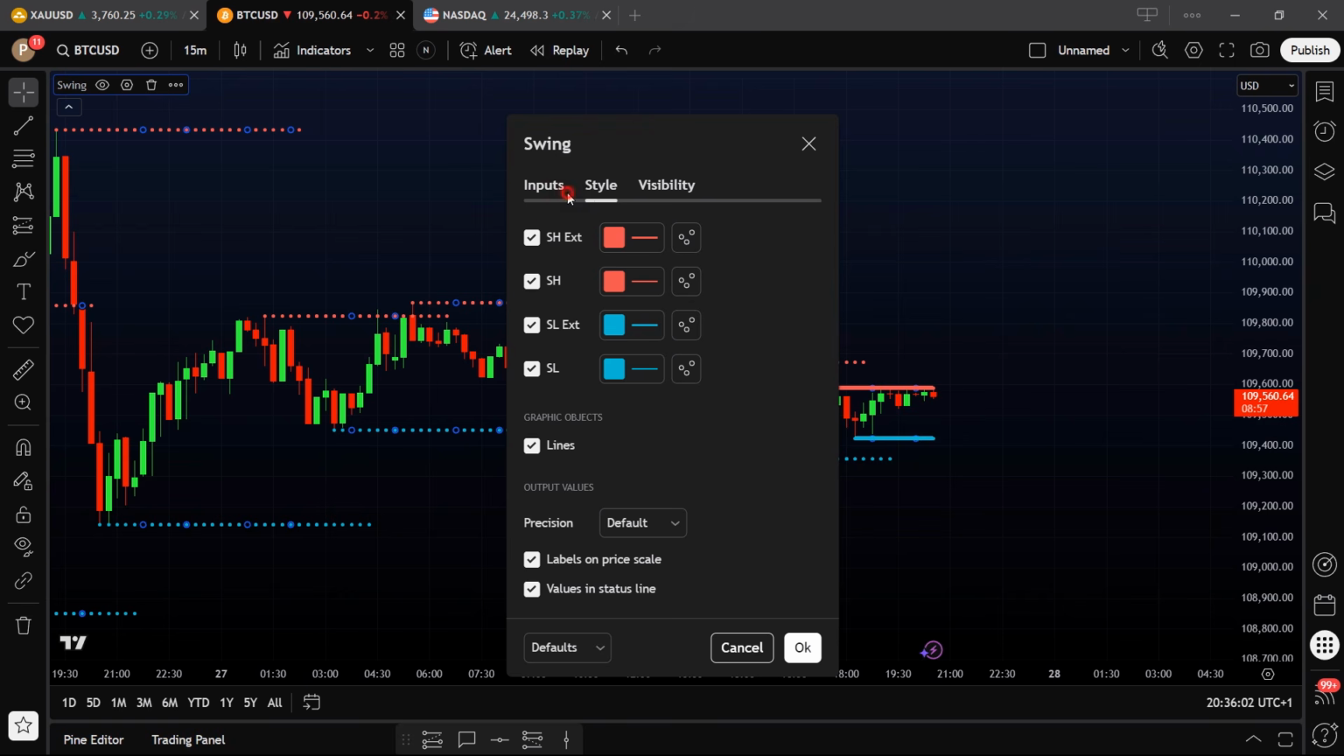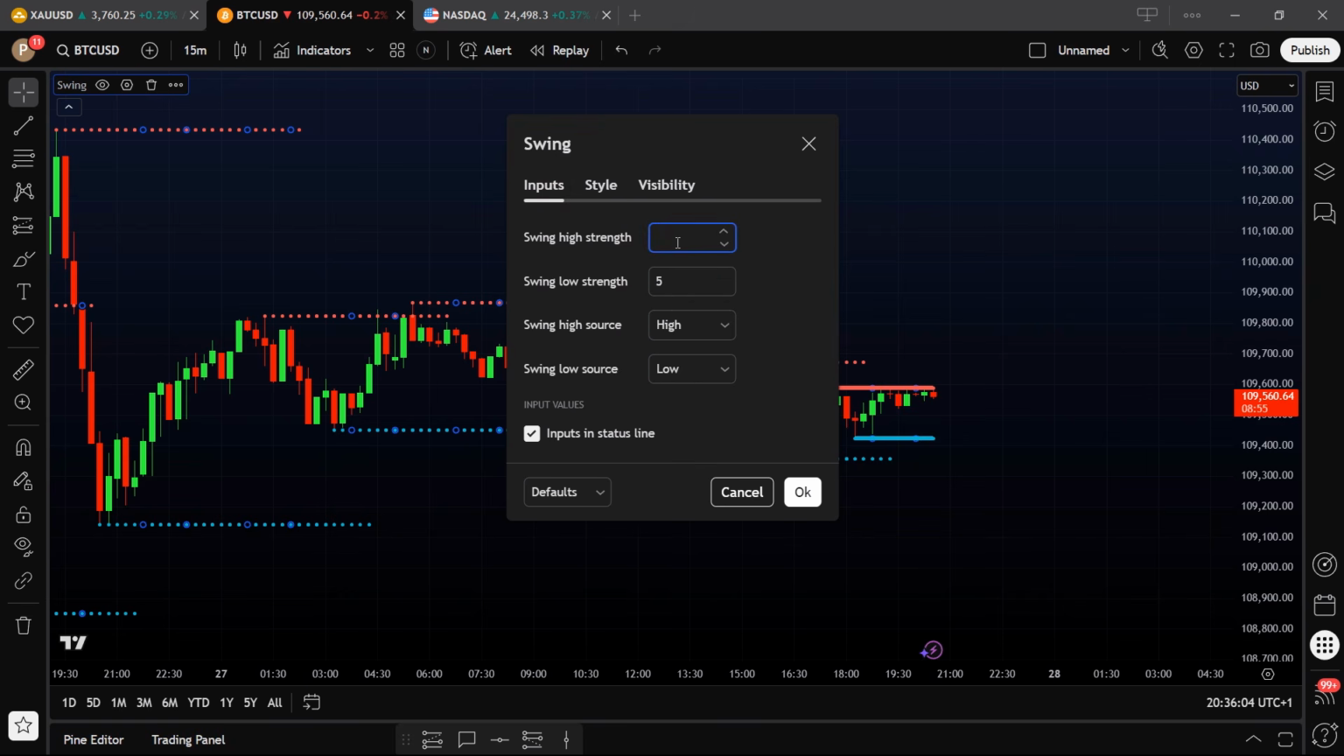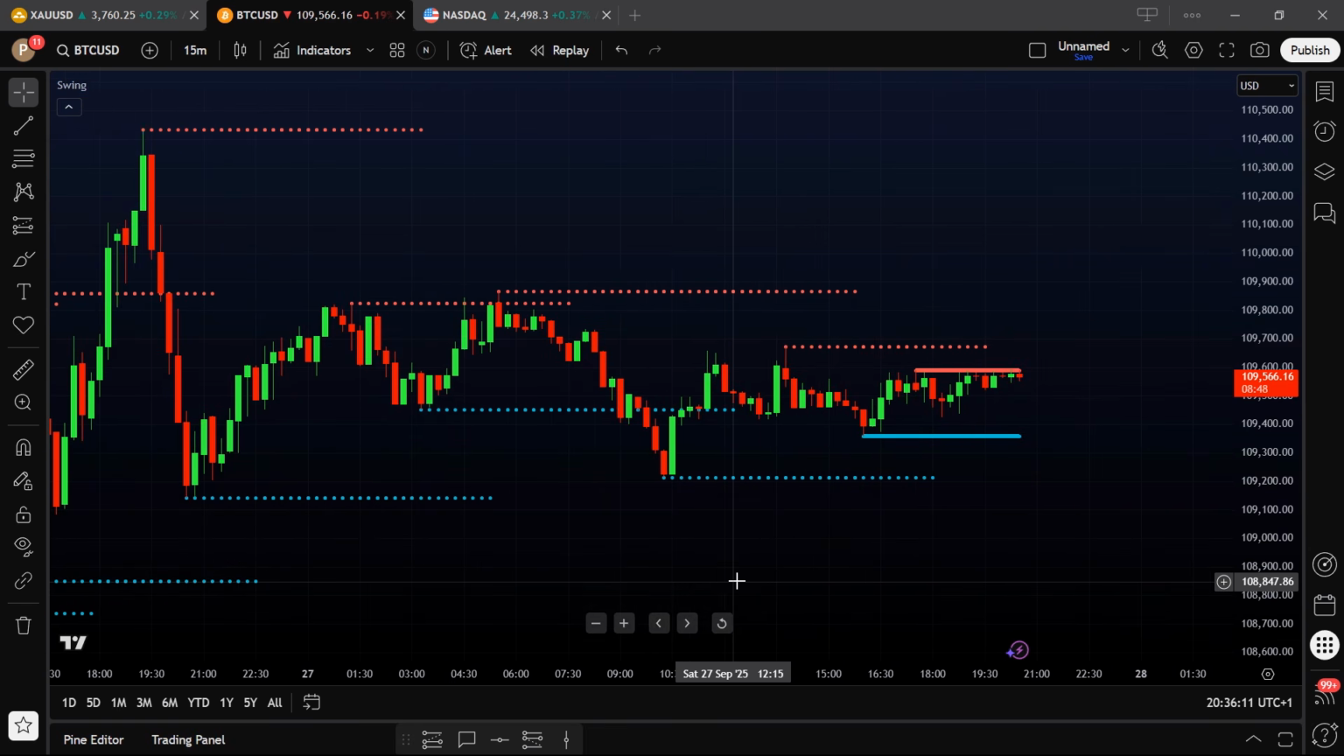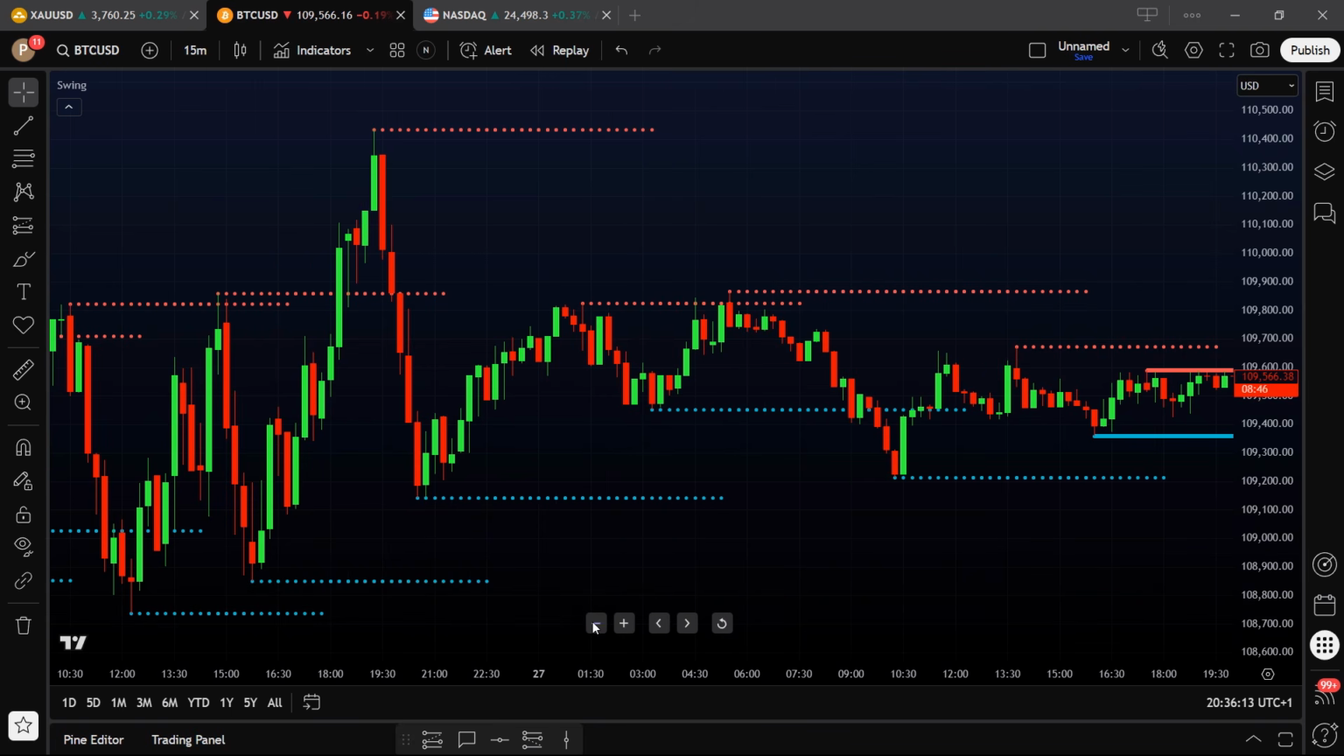Open the indicator's settings. Under the Inputs tab, change both the period values from 5 to 9. This filters out the noise. Now you only see the levels that truly matter. Now we know where to look for trades. Next, we need to know when to trade.